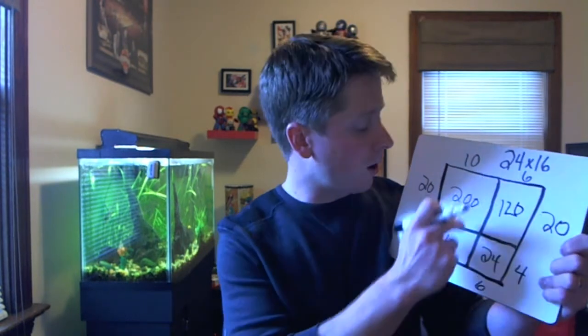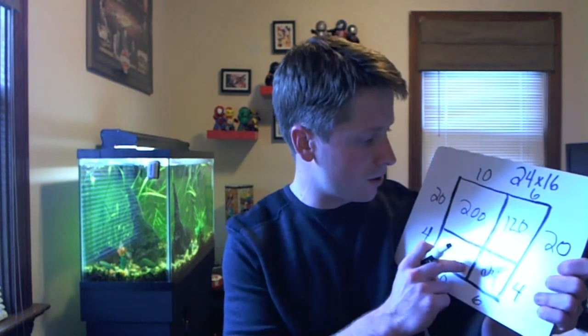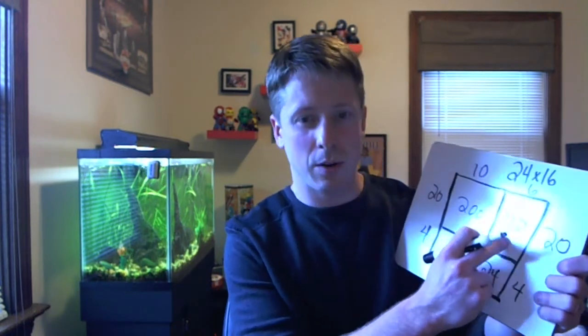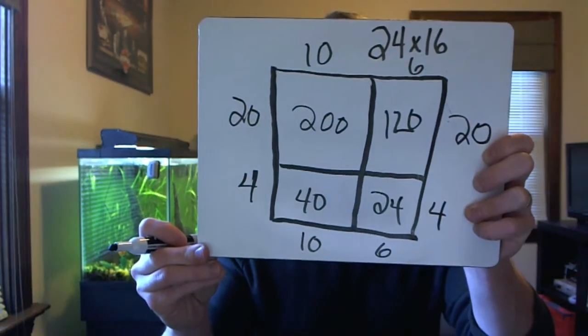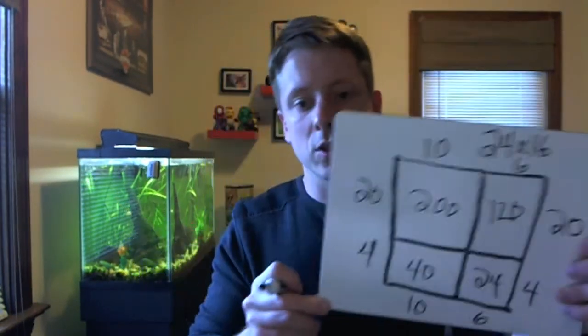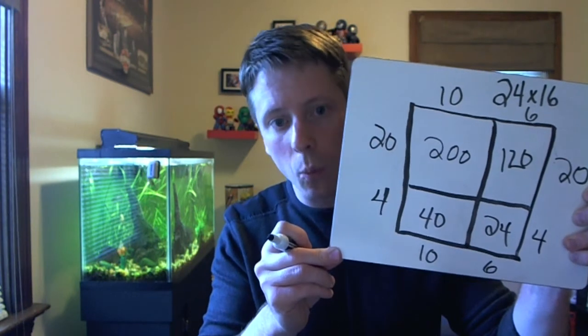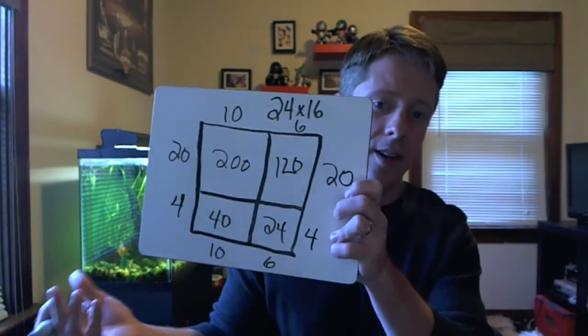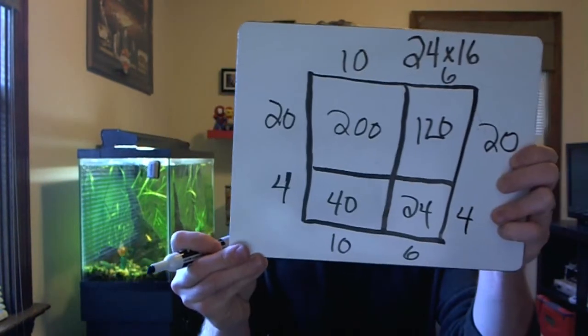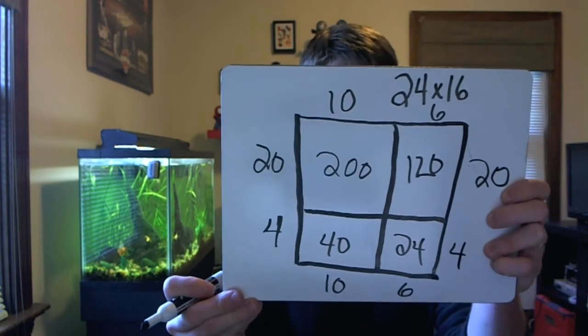All right, now you take all these numbers and add them up. So you have 200 plus 120, which is 320, plus 40, which is 360, plus 24, which is 384. And that's how you solve with the area model. You can always go back and double check using the standard algorithm, but this is essentially how you would solve this problem using an area model.